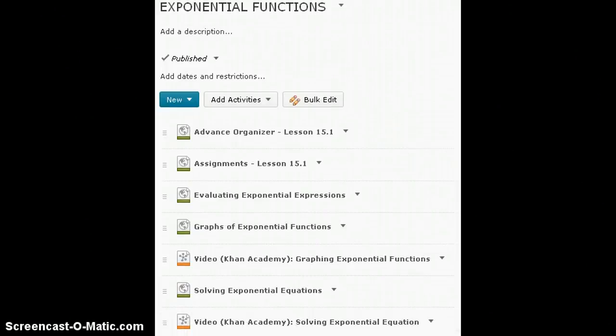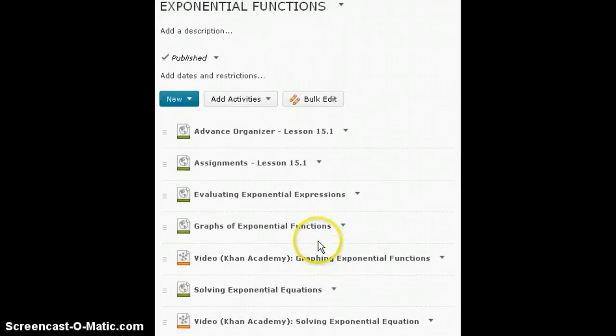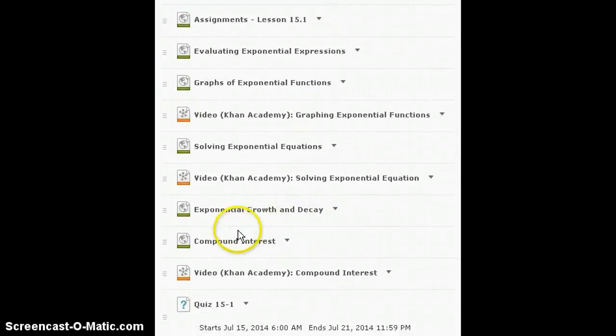All right, so let's take a look here at all these items: the advanced organizer, your assignments, evaluating, graphs. You have this video, which is a very good video. You've got another video, a little more reading, compound interest, a video here at the end, and then you have your quiz. So these are the items on the task list. 1, 2, 3, 4, 5, 6, 7, 8, 9, 10, about 11 of those. And so we'll get to talk about these.